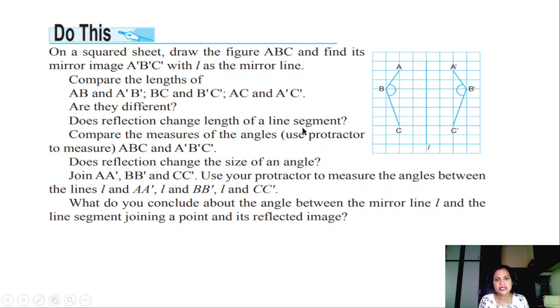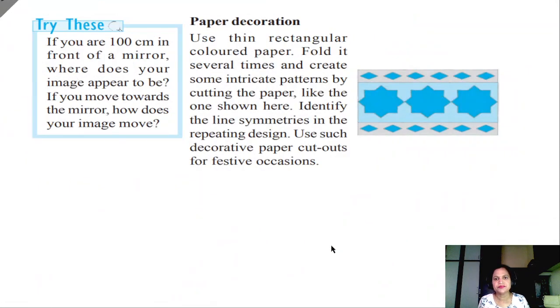Does the reflection change the length of the line segment? No. Compare the measure of the angles. Use the protractor to measure the angles for ABC and for A dash B dash C dash. Does the reflection change the size of an angle? Join A to A dash, B to B dash, and C to C dash. What do you conclude about the angle between the mirror line L and the line segment joining a point and its reflection image? You have to find that out.